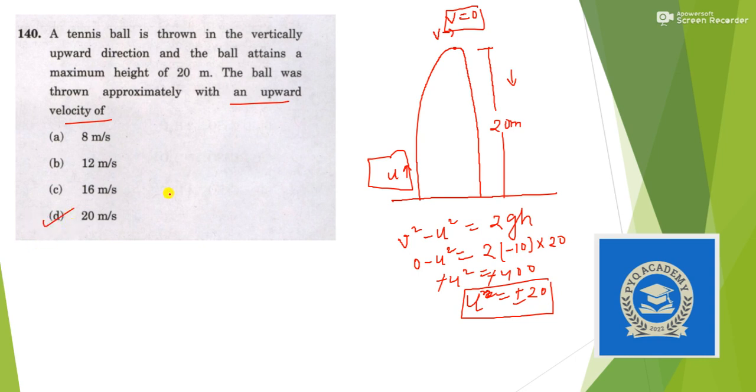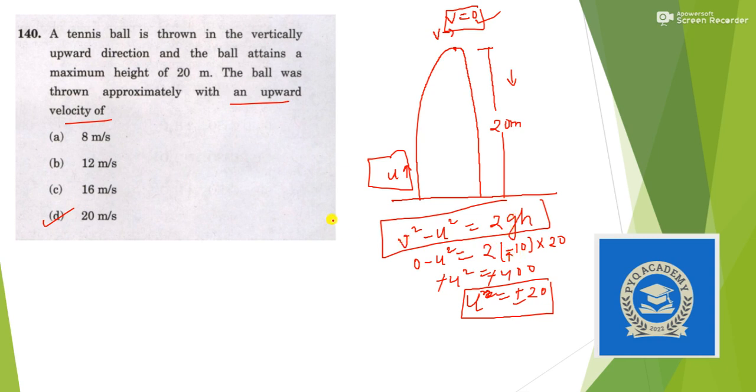This was a simple question. You just need to know that at the maximum point velocity will be 0, and you can use this formula, and do not forget to put the minus sign of gravity.